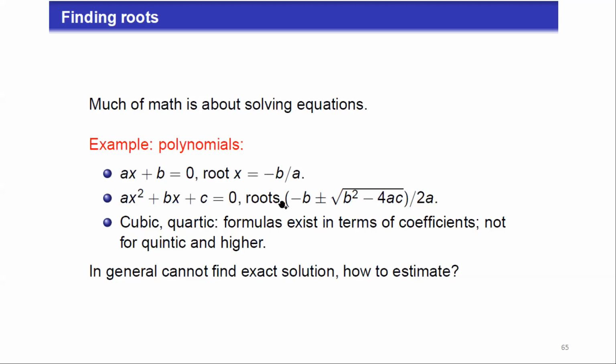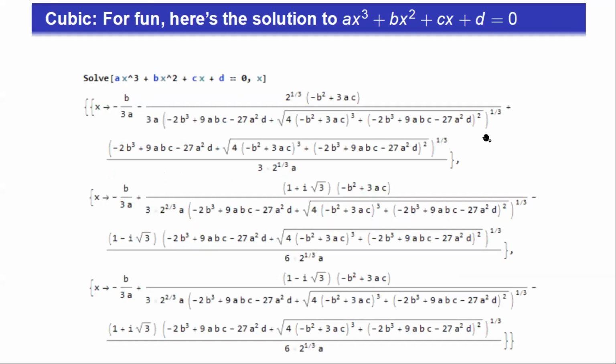Now, is negative b over a hard to evaluate? No. Over here, negative b plus or minus the square root of b squared minus 4ac over 2a. It's a little bit worse, but is it terrible? Not really. Here is one of the solutions. That looks easy. These are the solutions for the cubic.